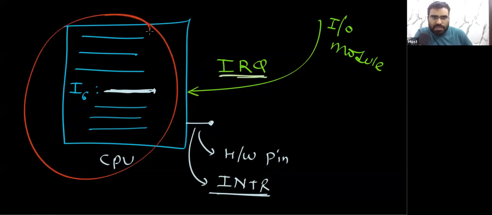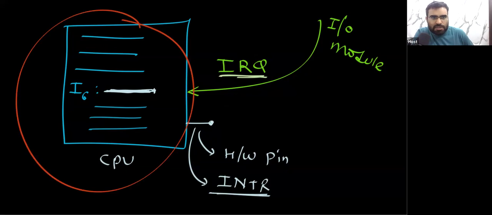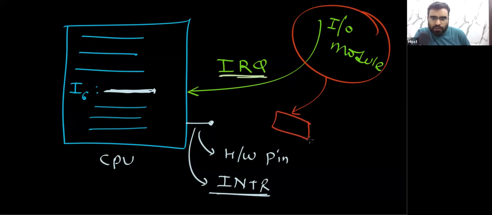So CPU will save this program and then CPU will execute the data transfer. Means CPU will take the data from IO module to CPU register and then from CPU register to the main memory. Okay, yes or no? So this is what the CPU will do.